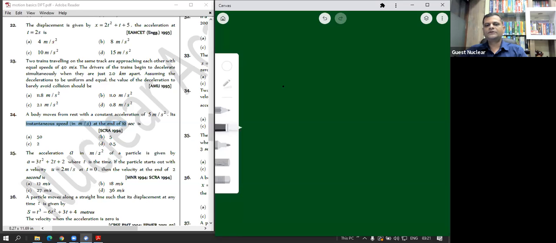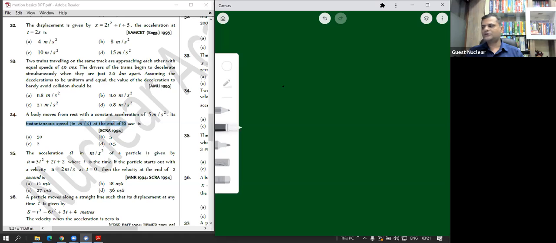A body moves from rest with a constant acceleration of 5 meter per second square. Its instantaneous speed at the end of 10 seconds. Very good. First kinematical equation will be used. Karo use फिर फटाफट. Do it orally.